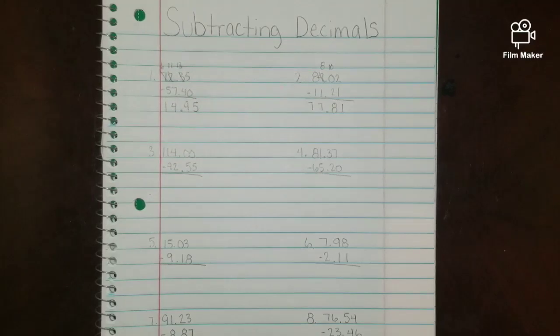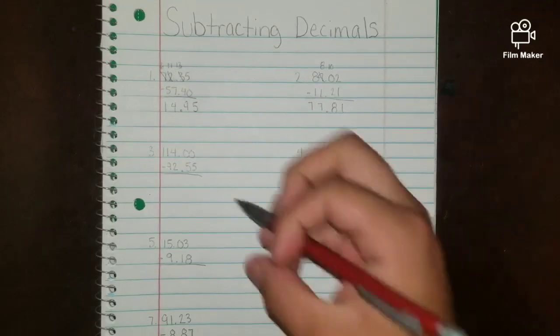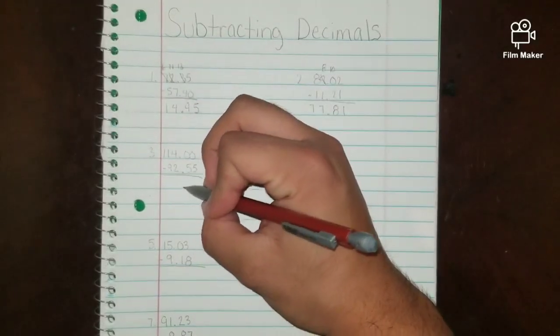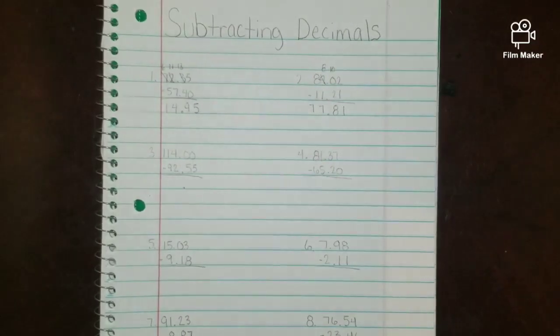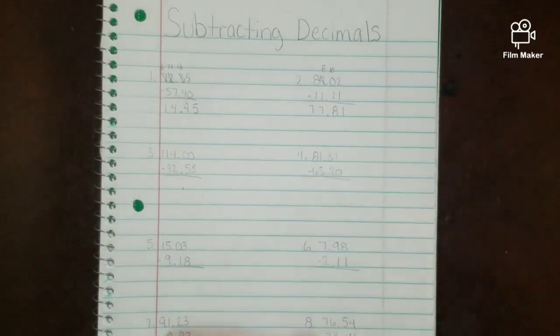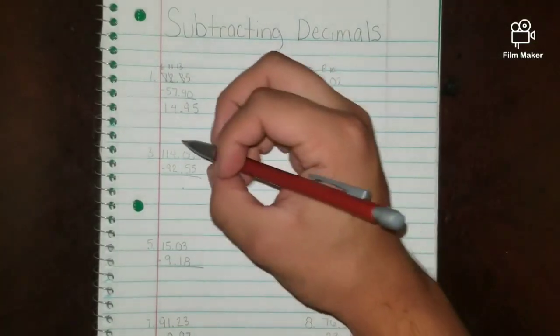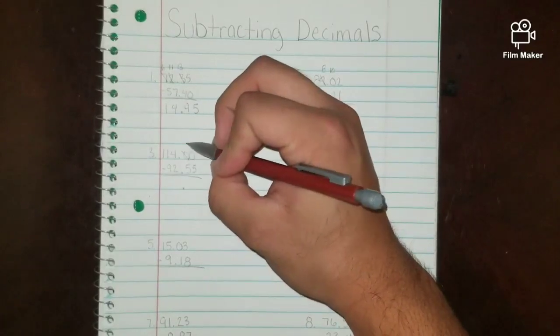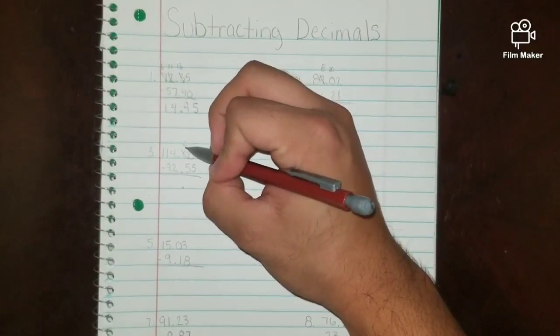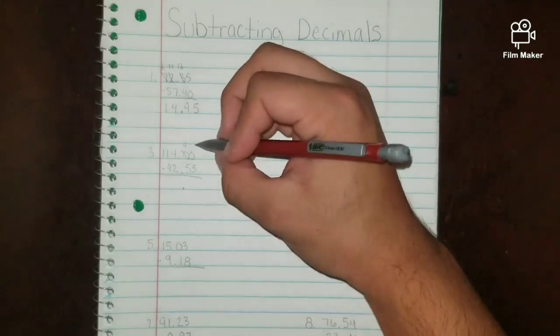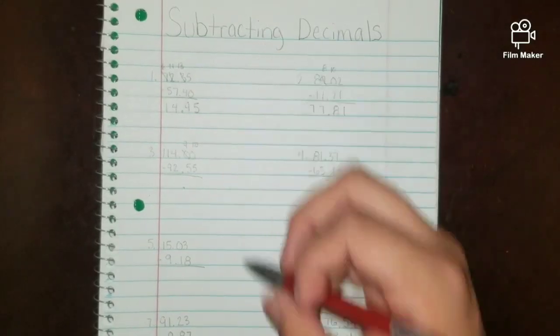For our next one, we have 114 minus 92.55. So first, what we need to do is drop our decimal point, since they're both in the same place. And now we can subtract. 0 minus 5, we cannot subtract, so we need to borrow. And that makes this a 9, and the 0 now becomes a 10.